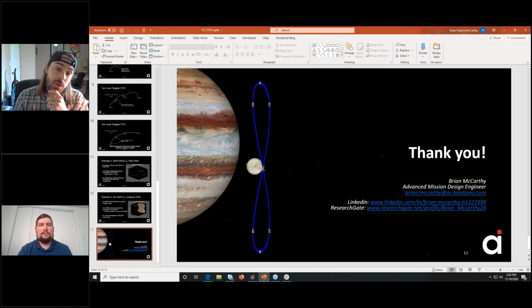So the STM is propagated, since the state vectors in FreeFlyer are propagated in the MJ2000 inertial frame. That's what the STM is in as well. I don't believe that there's any functionality to do it in a different coordinate system. The FreeFlyer team may be able to answer that a little bit better, actually.